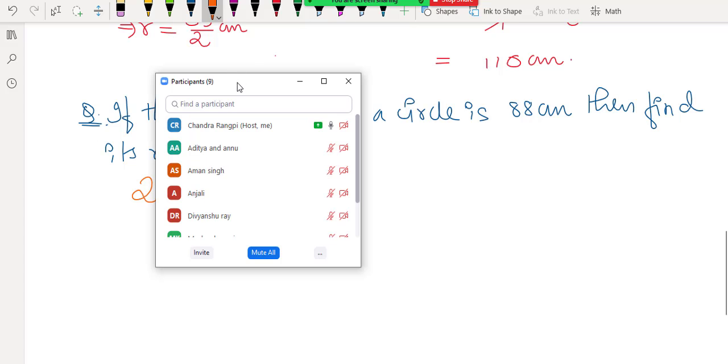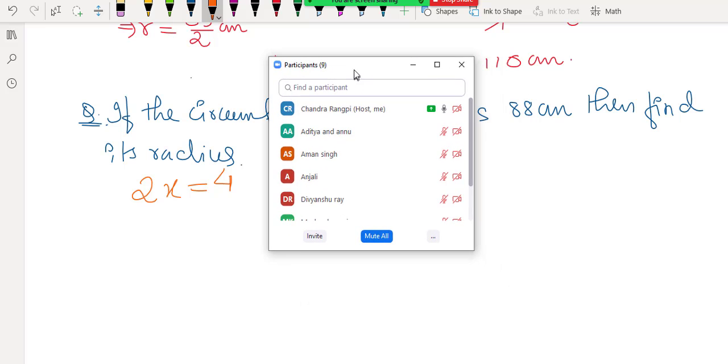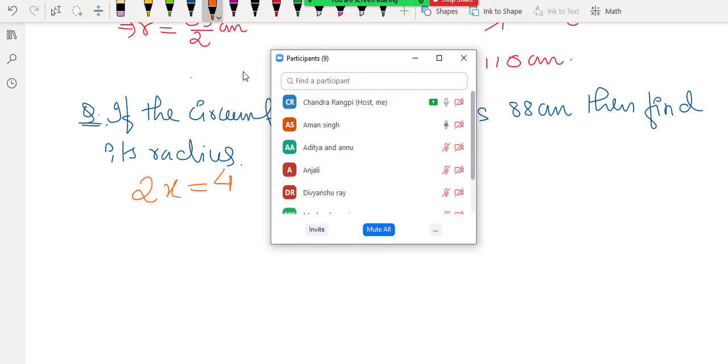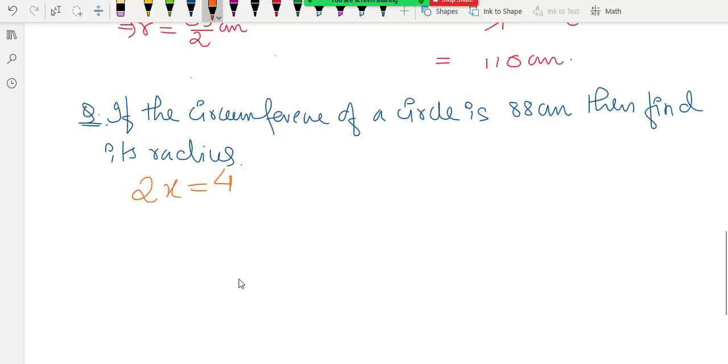Can you hear me properly? Am I audible to everyone? Yes, sir. Okay, if 2x equal to 4, then what will be the value of x? 2. How have we done this question? Sir, because here 2 is in multiplication, there it goes in division. Very good. That's the process of how to solve equations.